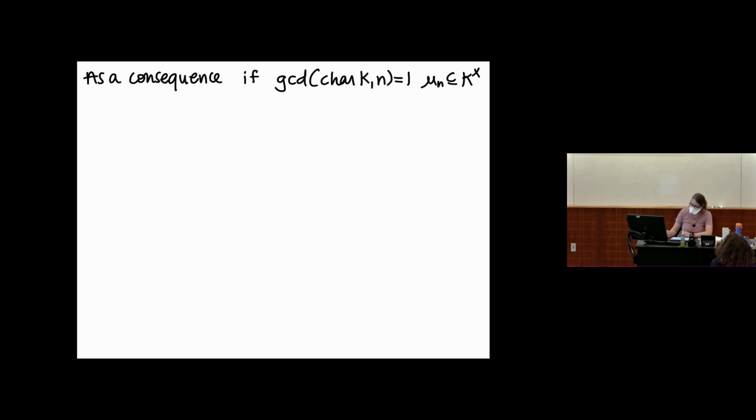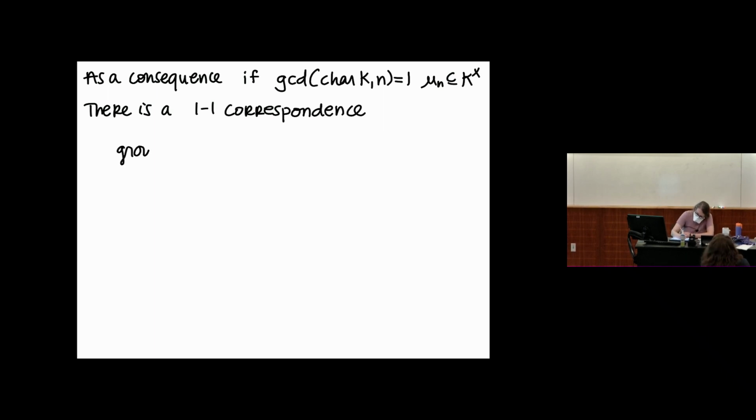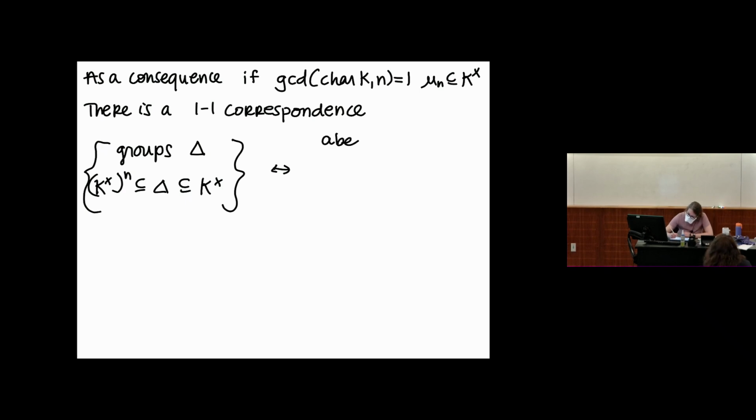As a consequence, if the GCD of the characteristic of K and n is 1, and the nth roots of unity are in K, there is a one-to-one correspondence between the groups delta that contain all nth powers in K and the abelian extensions of K of exponent n.